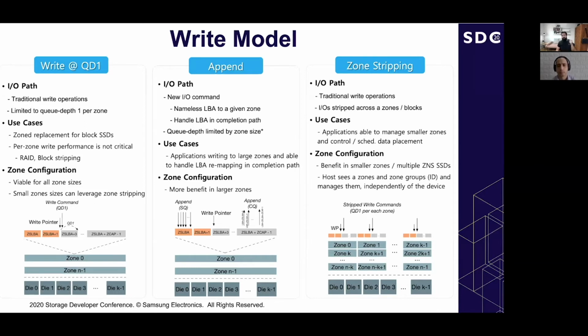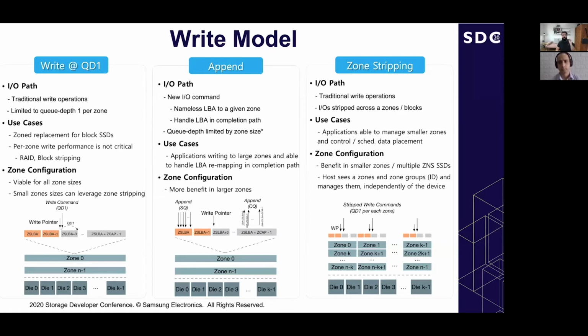This is a limiting factor because on large zones, this essentially means that we are not able to saturate the NAND array underneath. So some use cases are okay, but this is a limiting factor. In order to overcome this, we have two ways of writing. One is what we're calling the zone append command that has been standardized as part of the ZNS spec. It essentially means that we can send a nameless write to a particular zone without necessarily pointing to the LBA where the write pointer is.